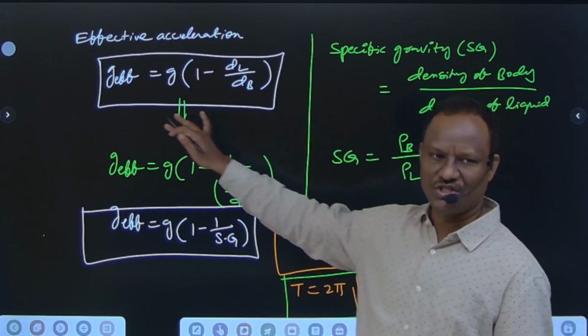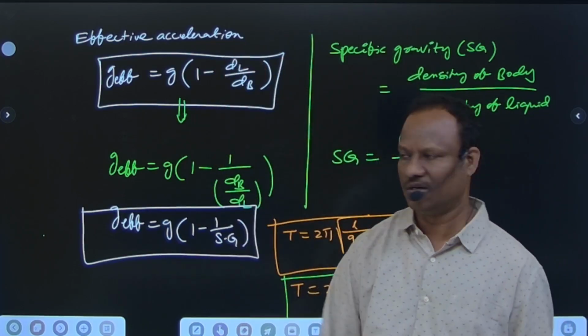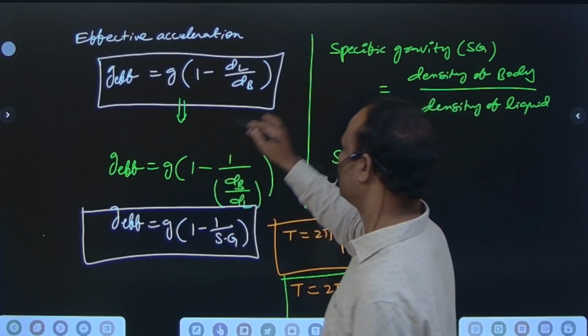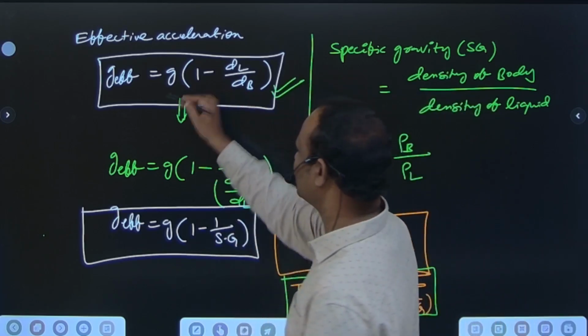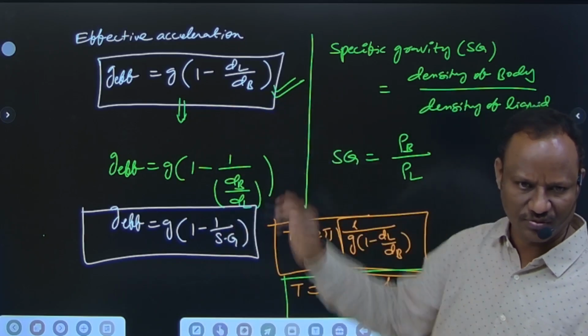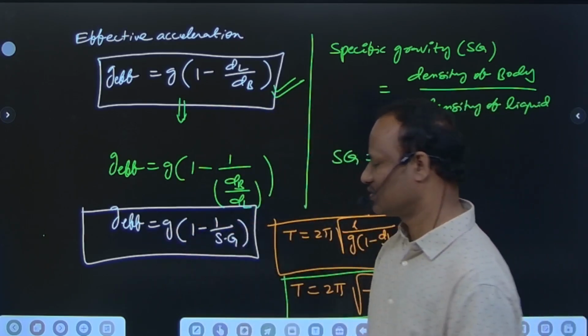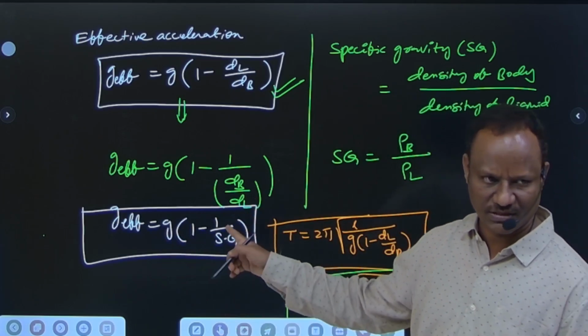So what is the G effective? Just don't go for any derivation for the exam. Directly you have a condition. G effective is equal to G times (1 minus density of liquid by density of body). In terms of specific gravity, G effective is equal to G times (1 minus 1 by specific gravity).